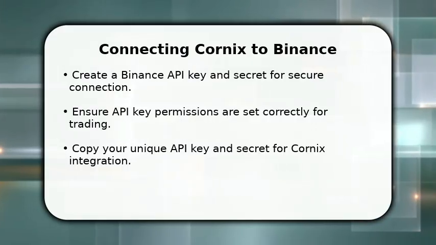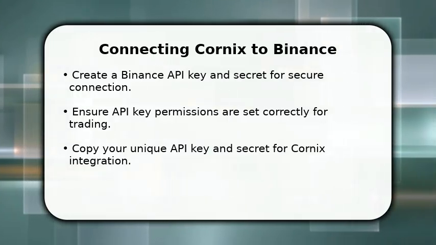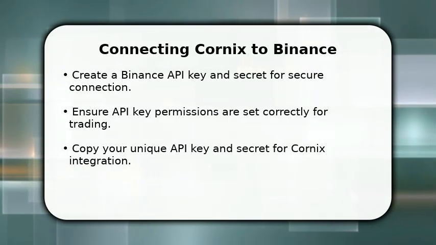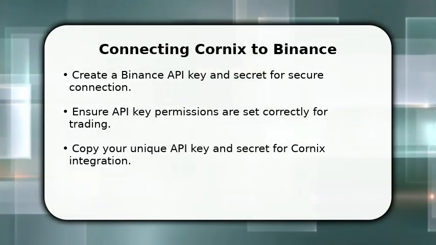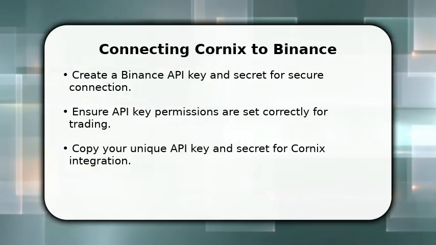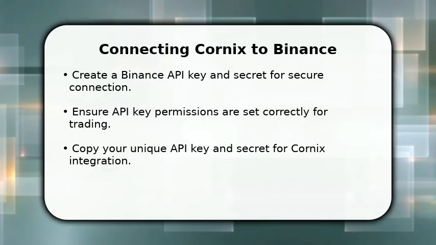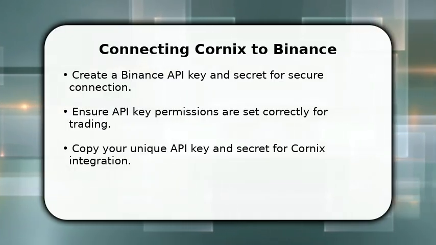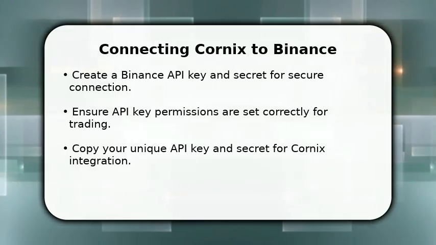In this video, I will explain how to connect Cornix to Binance. First, log into your Binance account and navigate to the API management section. Here, you'll generate a new API key and secret. Make sure to enable the necessary permissions, typically for spot and margin trading, but avoid withdrawal permissions for security. Carefully copy both the API key and the secret, as the secret is only shown once.